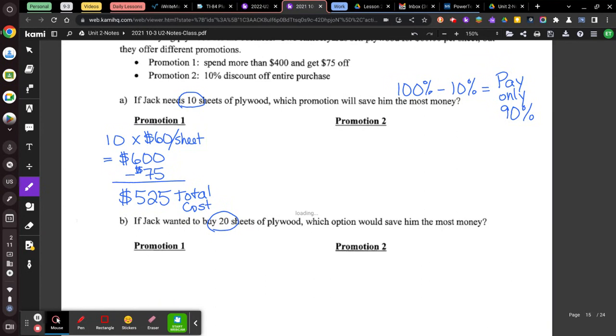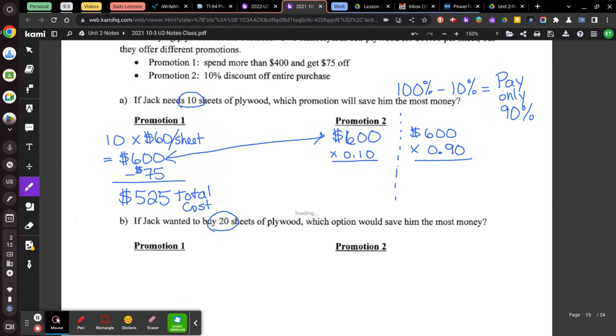So on this one, what we're going to do is we're going to take our $600 because we have 10 sheets. So it's going to be the same amount here. And then we got to take 10% of that or 90%. So we can do this 2 different ways. So if we times it by 0.10 versus if we times it by 0.90.